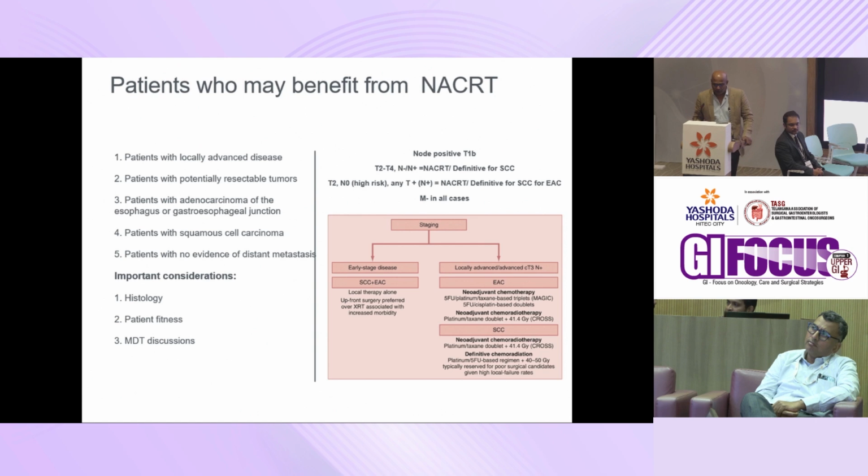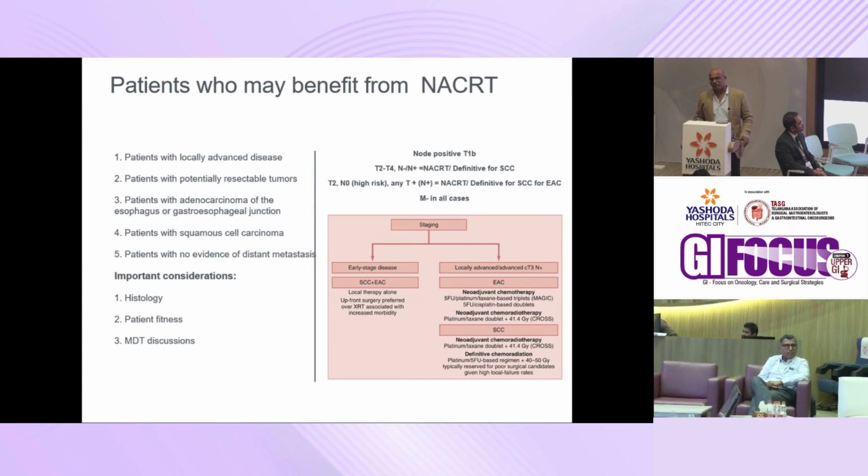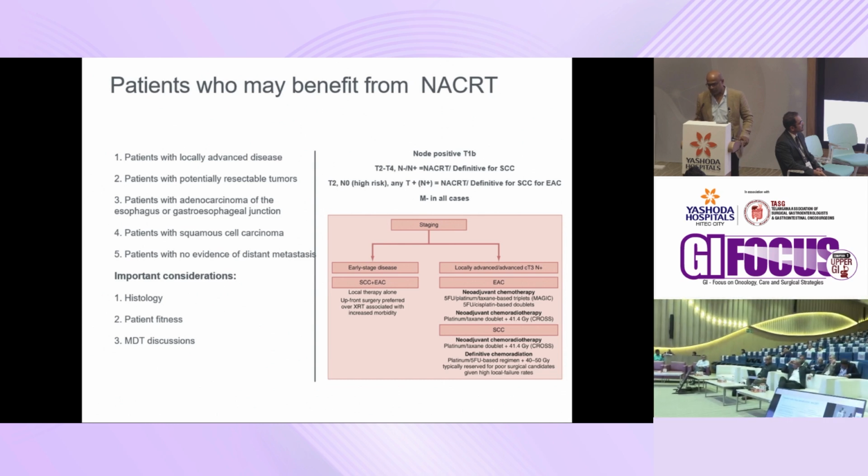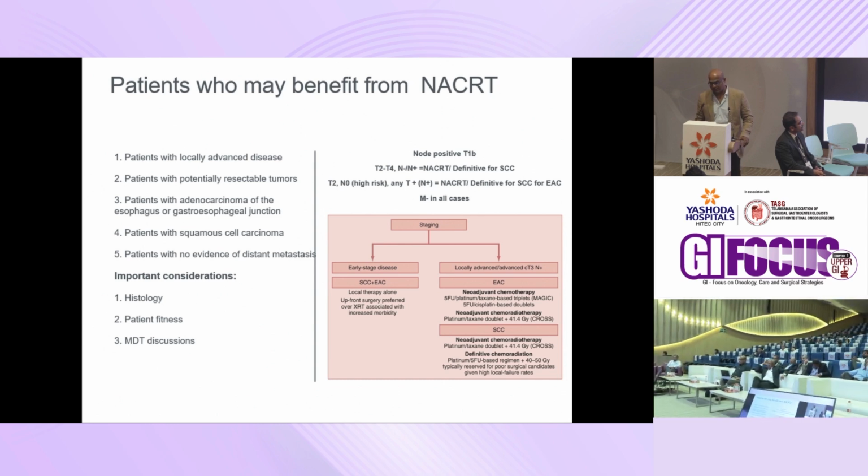So, next question is, who will benefit from NACRT? If you look at two histopathologies, squamous cell carcinoma and esophageal adenocarcinoma, there is a slight difference, particularly when it comes to T1A and T1B categories. In T1A, we don't need to give a neoadjuvant, whereas in T1B low-grade adenocarcinomas, we don't have to give it if node negativity is there. But if it is node positive, then we have to consider neoadjuvant therapy.